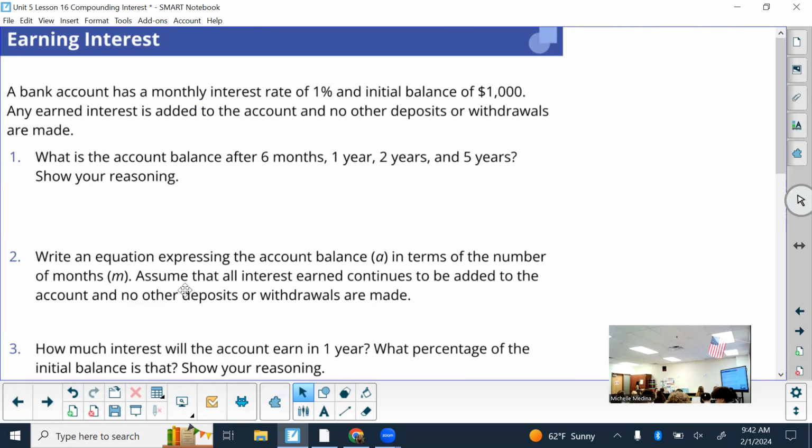So we're gonna look at earning interest. A bank account has a monthly interest rate of 1% and an initial balance of $1,000. Any earned interest is added to the account and no other deposits or withdrawals are made. What's the account balance after 6 months, 1 year, 2 years, and 5 years? Have those answers and then be able to write an equation using the variables that they want you to use. Okay, so let's start with the expression.